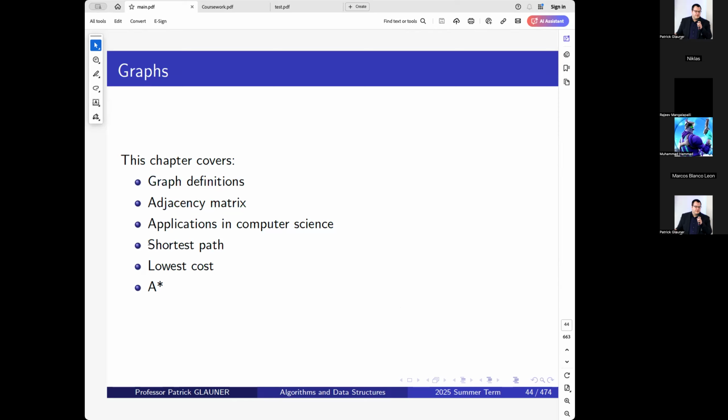And next week, we will look at shortest path and lowest cost and A star very briefly. There are now some questions here in the chat. What's my opinion on when artificial general intelligence comes, or if we cover reinforcement learning algorithms? So this is an algorithms and data structures course, so we will not be doing reinforcement learning. This is something that you would probably see in a machine learning class.